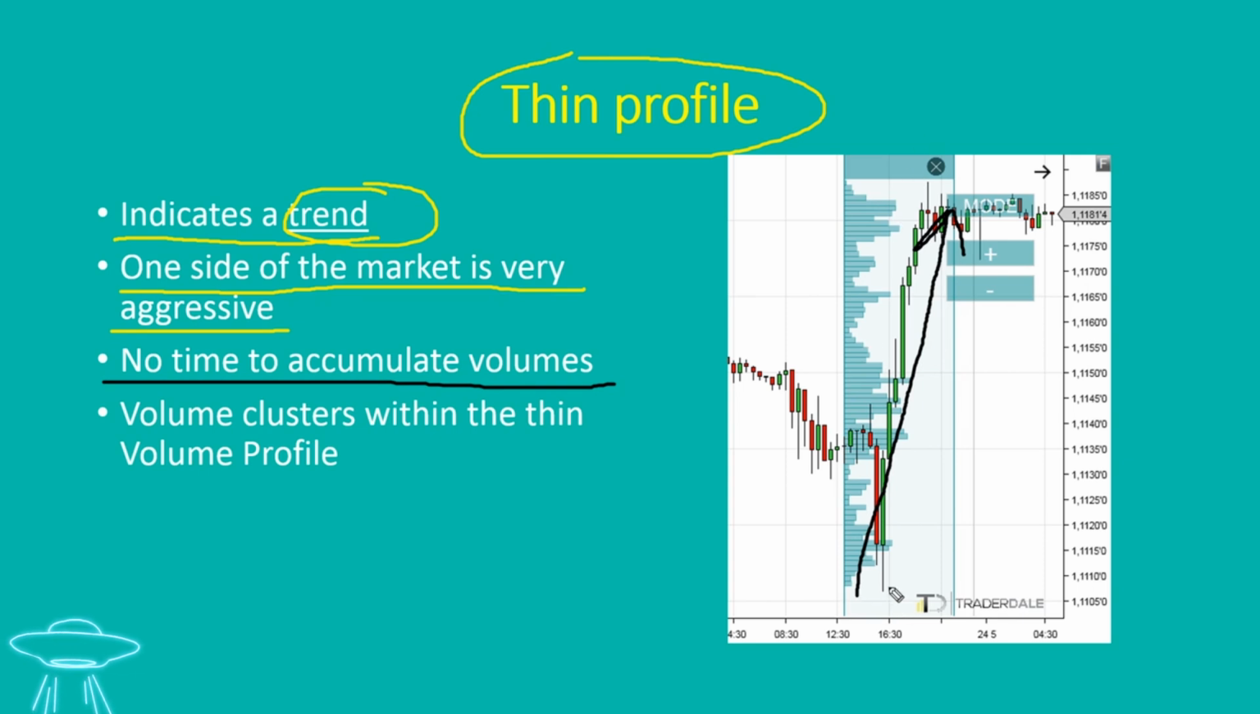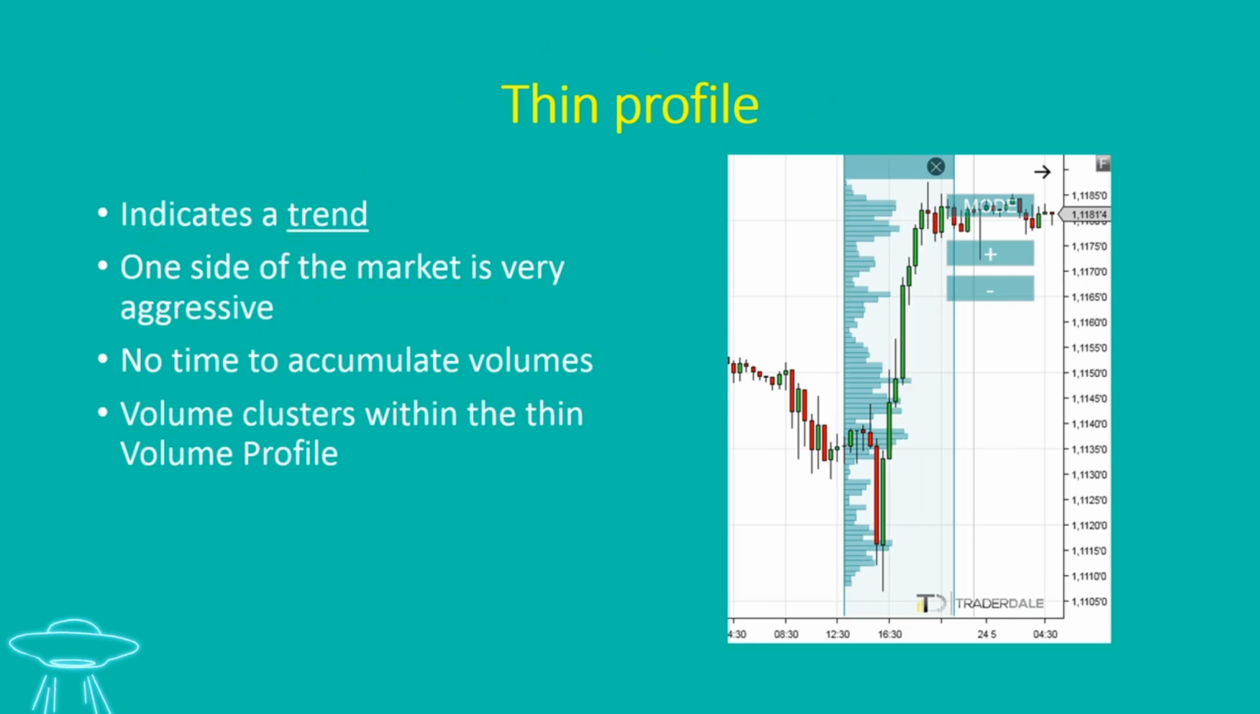It doesn't matter if it's uptrend or a downtrend. When the price is moving aggressively, there's little time to accumulate volumes, little time to enter positions. And for that reason, the volume profile is thin, all right?